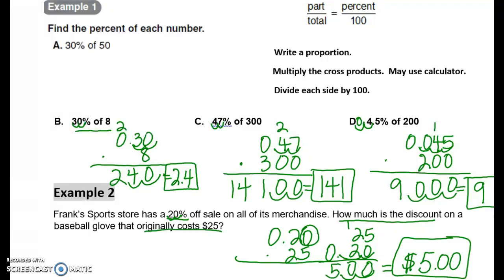I would have to subtract the discount from the original cost. The original answer was $25. So if I wanted to find out how much the glove costs now, I'd go $25 minus my discount of $5, and the glove would now cost $20. Okay? And so that's how I figure out how much something really costs.